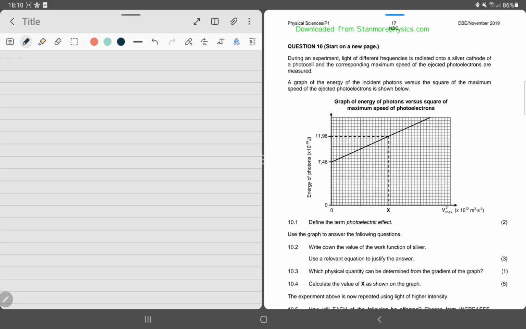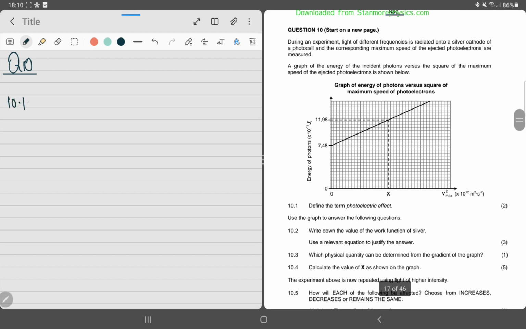From the November 2019, question 10. During an experiment, light of different frequencies is radiated onto a silver cathode of a photocell, and the corresponding maximum speed of the ejected photoelectrons are measured. A graph of the energy of the incident photon versus the square of the maximum speed of the ejected photoelectrons is shown below.